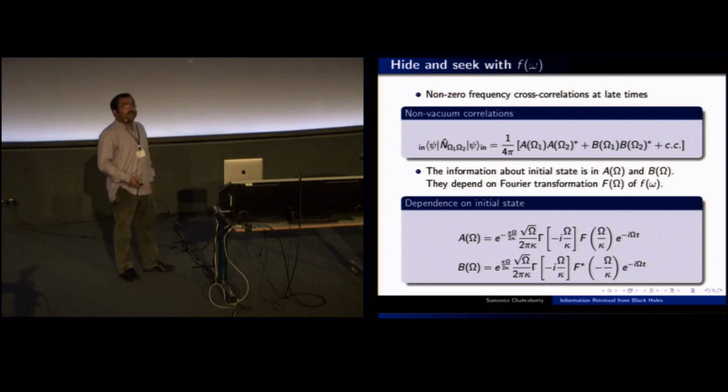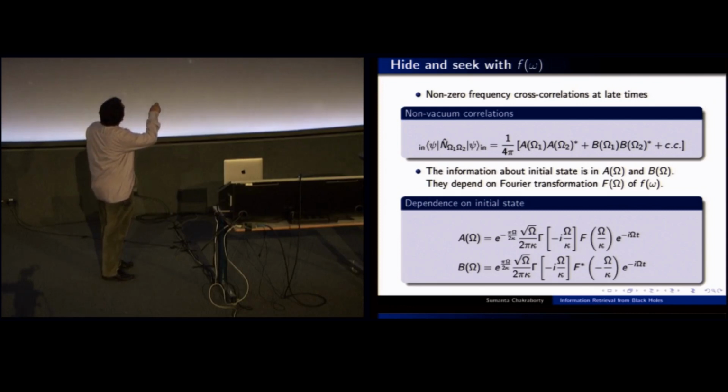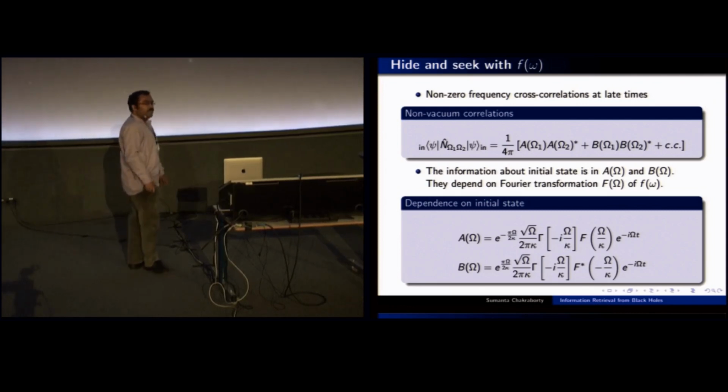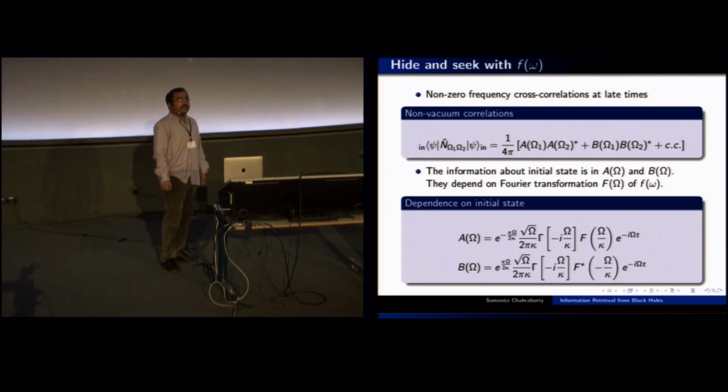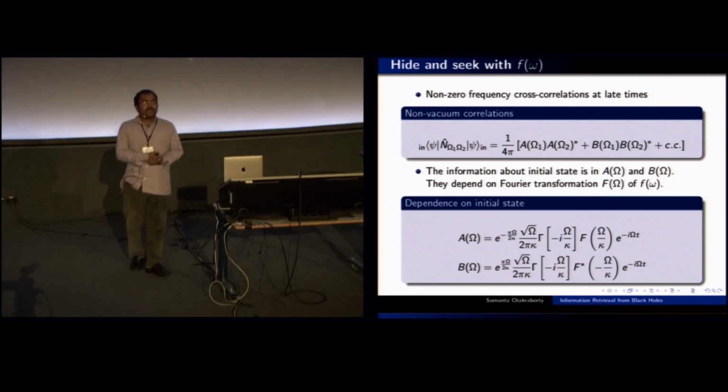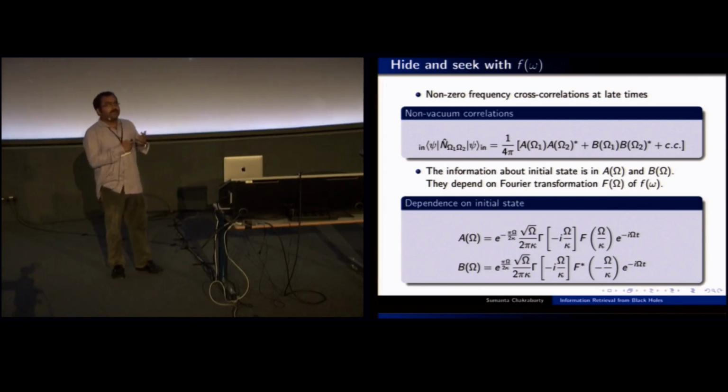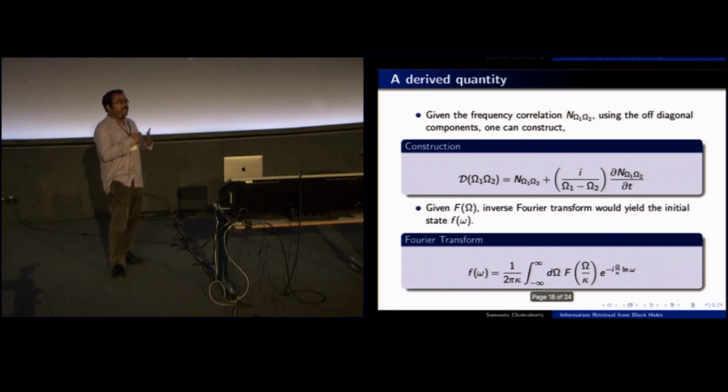And these functions a and b will depend on the original function f of omega that I had written, and it can be written in terms of these gamma functions. You can see this f sitting here, which is nothing but the Fourier transform of the original f of omega that I had written. Now with this, you can try to construct a derived quantity. The reason I wanted to do this is because from this it would be much clearer how I recover the information about the f omega.